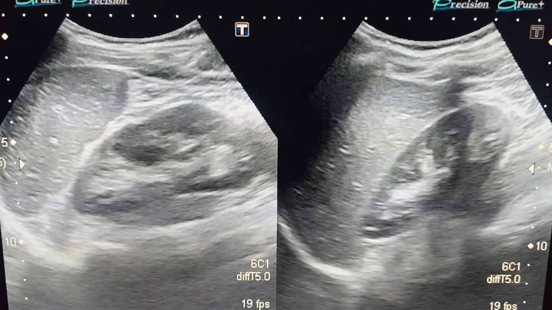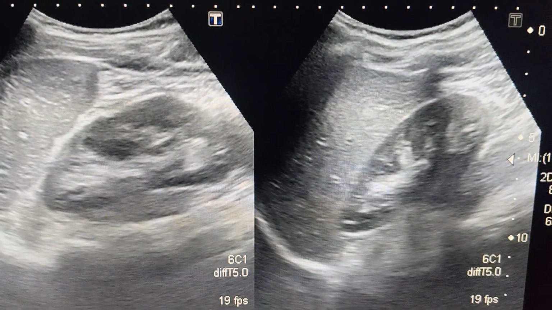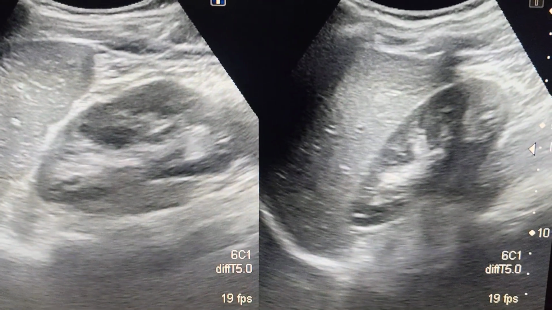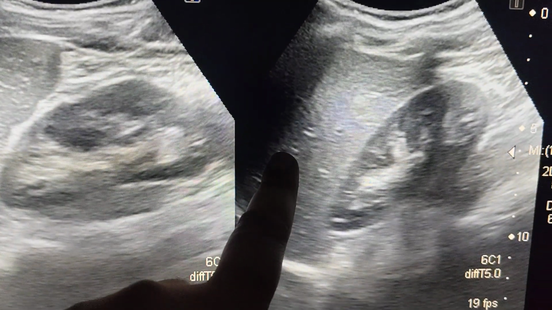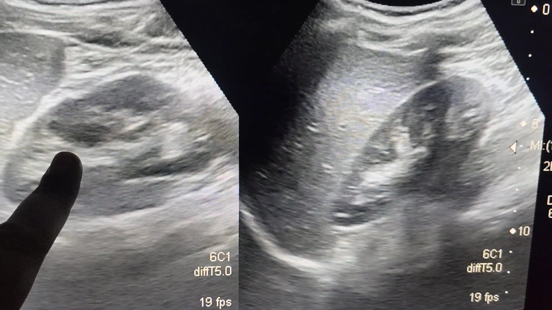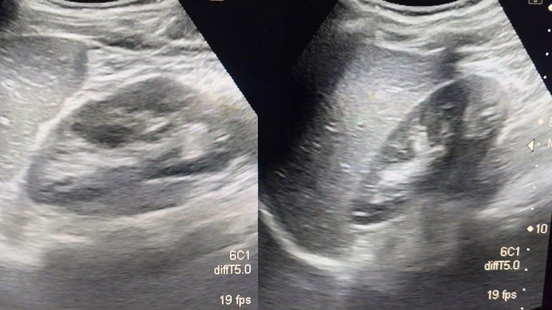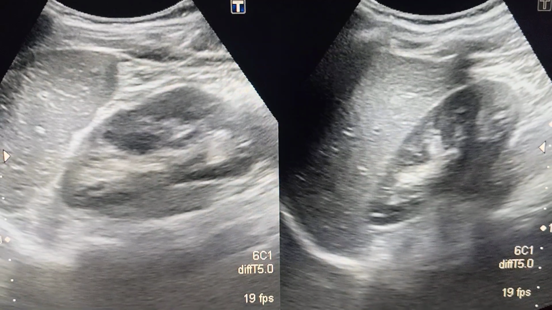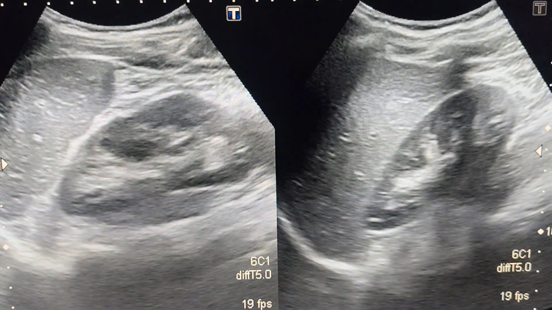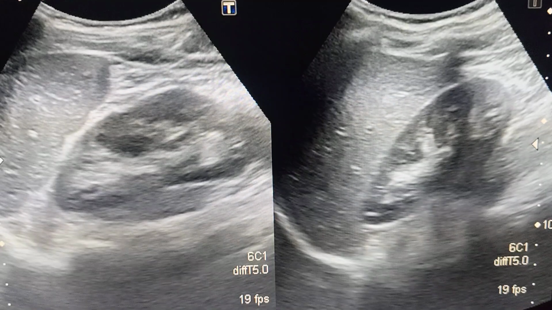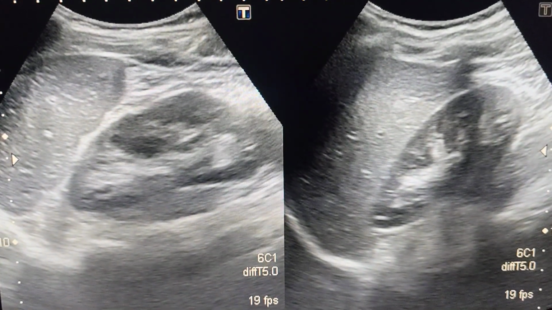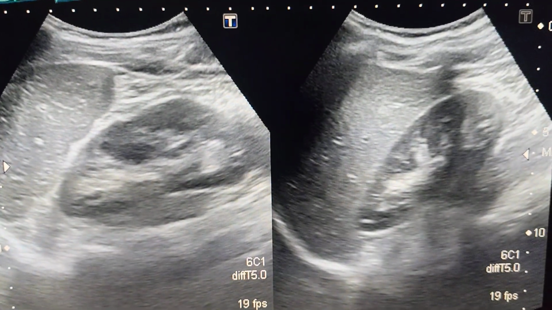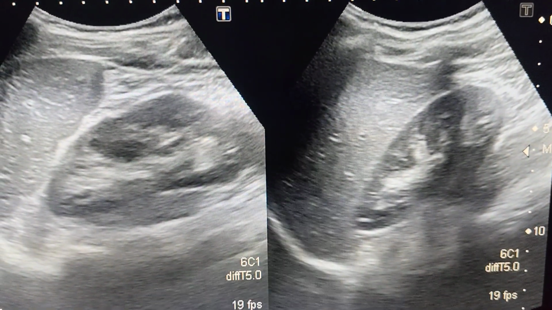In this video, we will talk about ultrasound findings of abdomen and anatomy of kidney. This is liver, this is right kidney, this is left kidney, and this is spleen. Kidneys are a pair of bean-shaped organs present on either side of spine at the level of T12 to L3. Right kidney is slightly lower due to presence of liver.